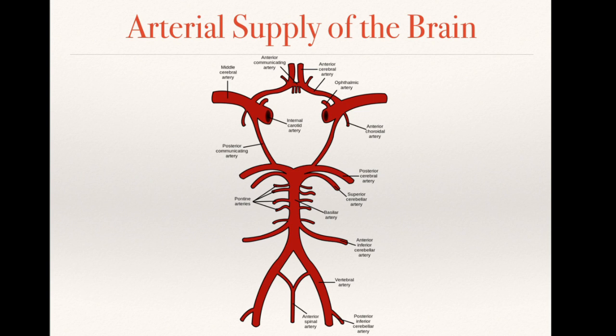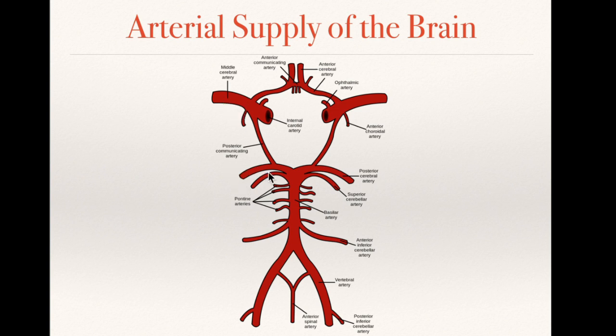So now I'd like to talk about the significance of the circle of Willis and about the cerebral blood supply and which arteries supply which portions of the cerebrum. First of all, we've seen here in the circle of Willis that there are three cerebral arteries. So you have the anterior cerebral artery, the middle cerebral artery, and also the posterior cerebral artery.